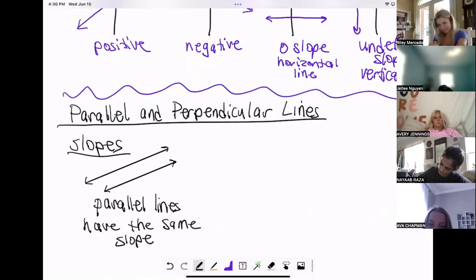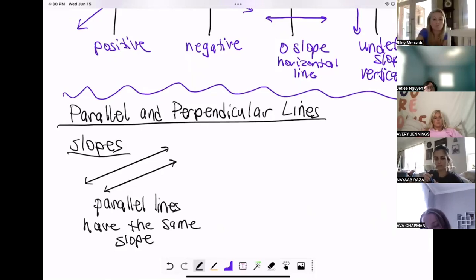Parallel lines have to have the same slope. That's what keeps them from crossing. They had the same rise over run. They had the same pitch of line. They're going the same angle, same direction of the line, just never going to cross each other. So in order to do that, they have to have the same slope.